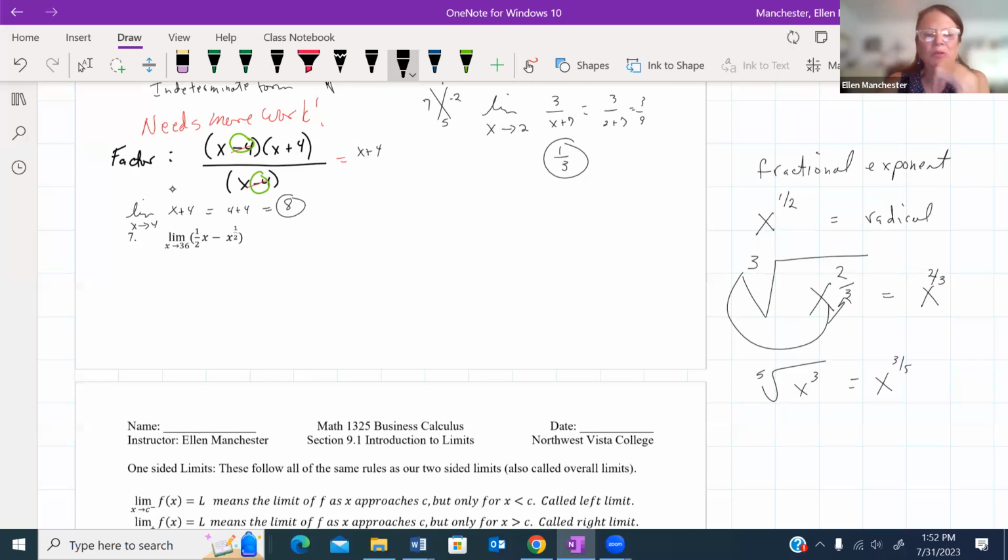Again, we're just going to plug in. It's not a fraction, so we don't have to worry about indeterminate form. So we're just going to plug in that 36. So 1/2 of 36 minus 36 raised to the 1/2. 1/2 of 36 is 18. This 36 raised to the 1/2 is the same as the square root of 36. So it's going to be 18 minus 6, which is 12. Okay, that one wasn't too bad, just another plug and chug.